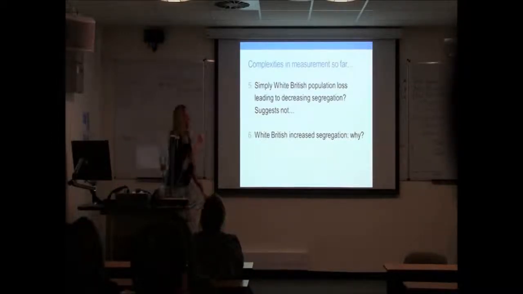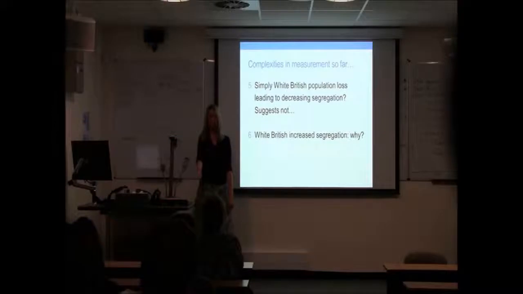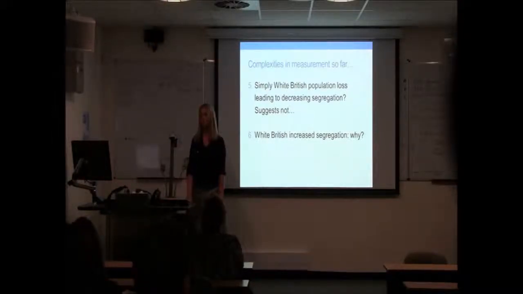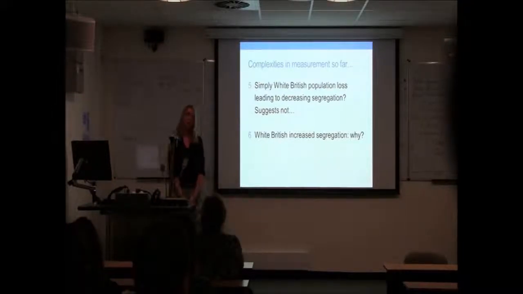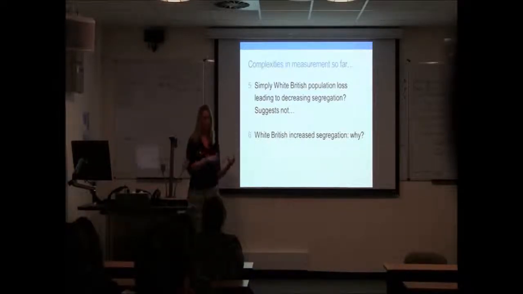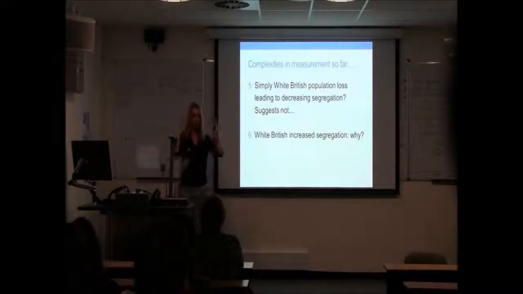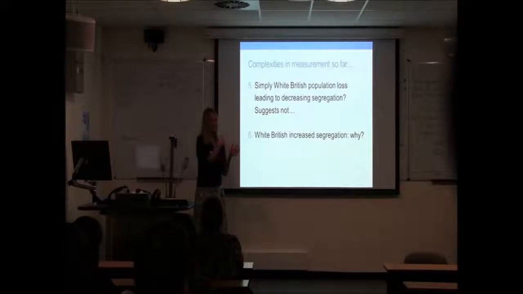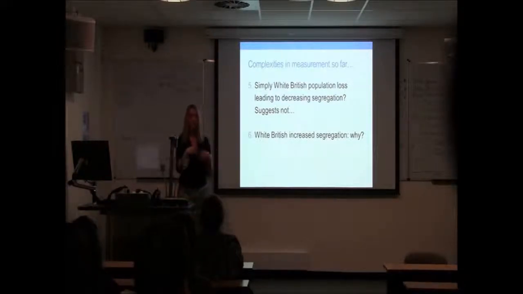One critique of this is: is all of this just due to white British population loss from cities? You'll have seen in the media some discussion about white British population loss from London. If you imagine that an area like London has a mixed population of white British and other ethnic minority groups, and the white British population leave the area, or just imagine a hypothetical area if that's easier, the population that's left behind will be less segregated, more residentially integrated.